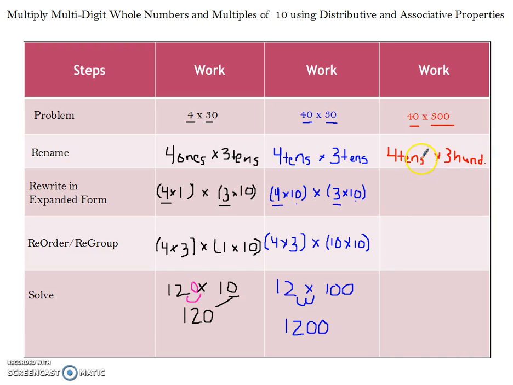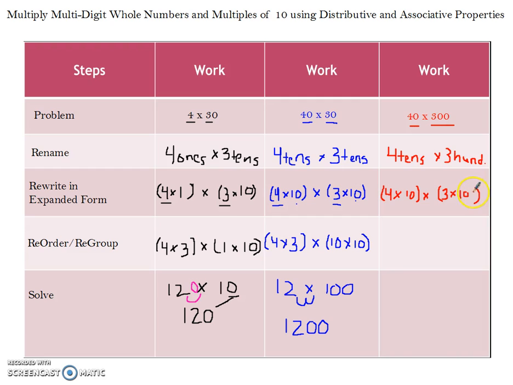Next, I want to rewrite in expanded form. Since I have the two numbers, I'm going to make the two parentheses. Let's start with the 4 tens. I'm going to pull out that whole number, 4, and multiply it by the multiple of 10, which is 10. Then I'm going to multiply that by the next whole number, which is 300. So I'm going to pull out the 3, and I'm going to multiply that by 100, since it's 300.